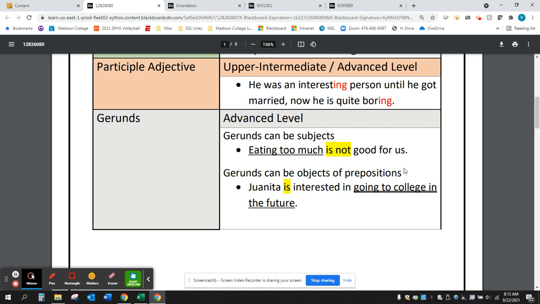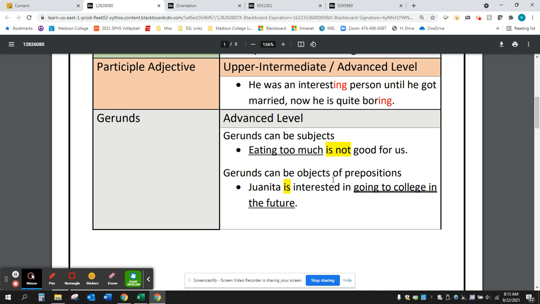We're focusing today on gerunds and infinitives. A gerund, again, is an ing form of a verb, but it functions like a noun. Because of that, gerunds can be subjects and they can be objects of verbs and prepositions. Here are two examples. Eating too much is not good for us. In this sentence, the noun phrase eating too much is the subject, and the verb is in the simple present, is not good for us.